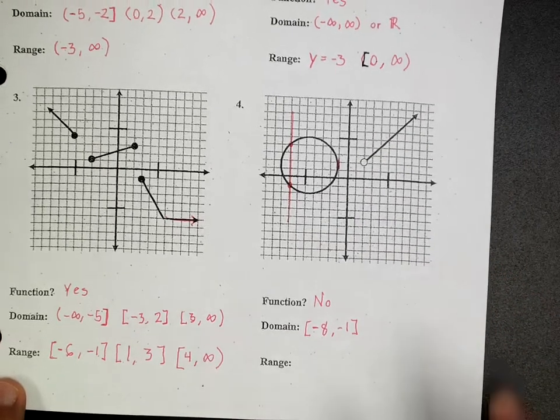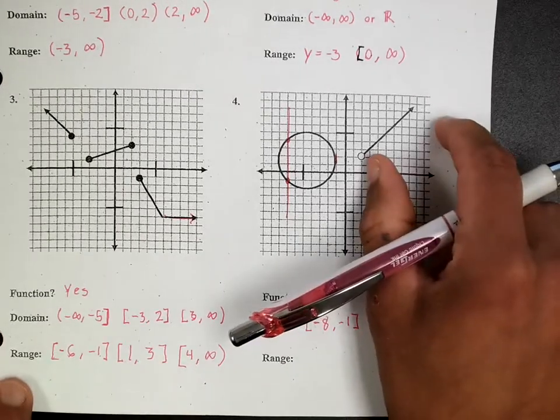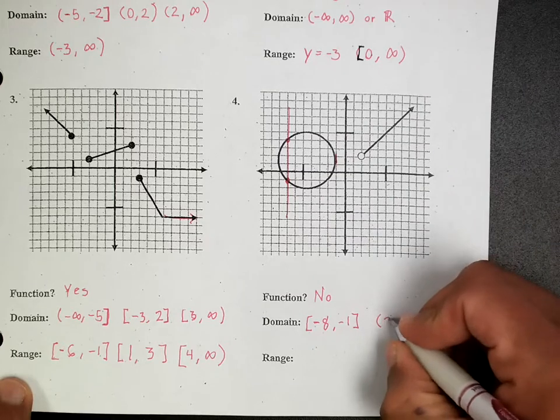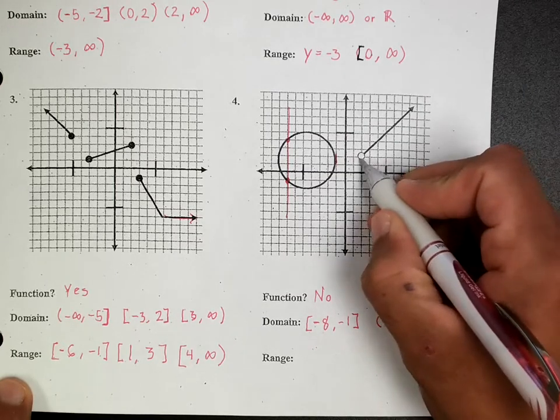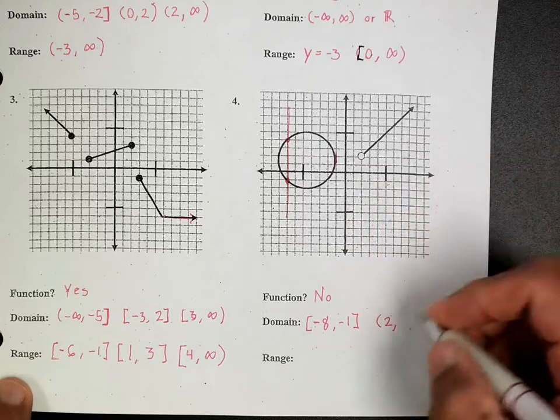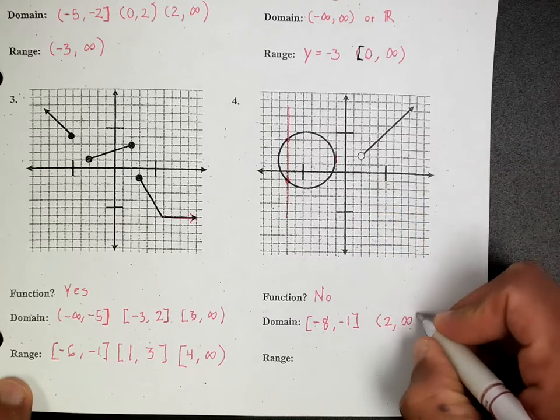Now I'm going to have to take care of the domain for that little piece right there. So you start at +2, non-inclusive, because there's an open hole right here, or an open dot. And it goes to the right, which means it's going to go to +infinity.